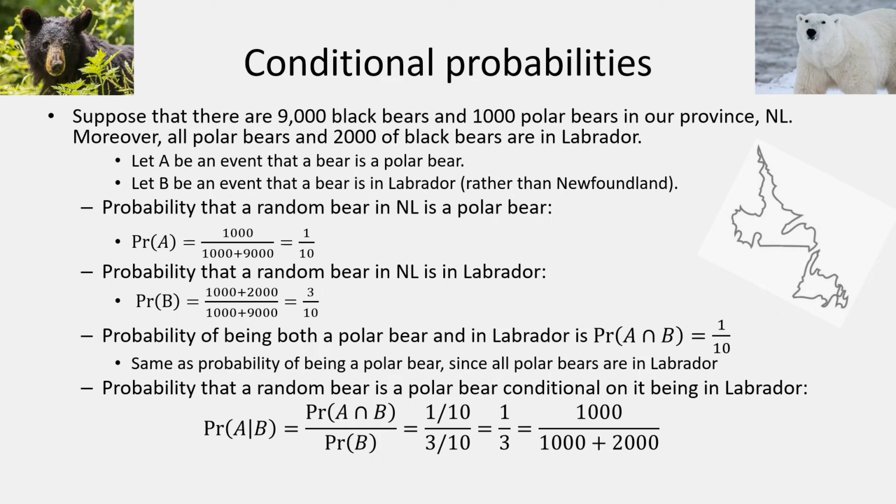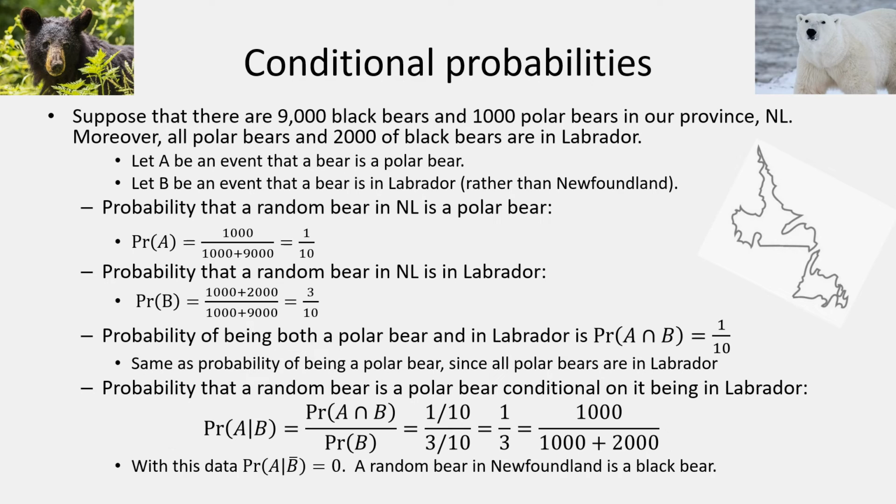Well, it's the probability of seeing a polar bear in Labrador divided by the probability of a bear being in Labrador, because we already know it's in Labrador. So it will be 1/10 divided by 3/10, which gives you 1/3. And you could calculate it in different ways and just say, well, there are 3,000 bears in Labrador, 1,000 of them are polar bears, so it's 1/3. So you see, you get the same number with two different calculations, but the reason we went through this calculation is just to see how those conditional probabilities work.